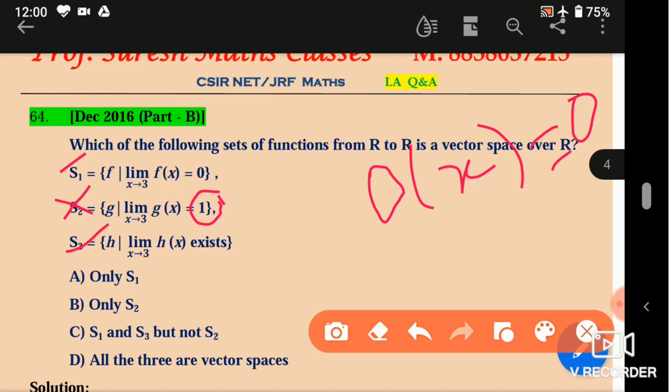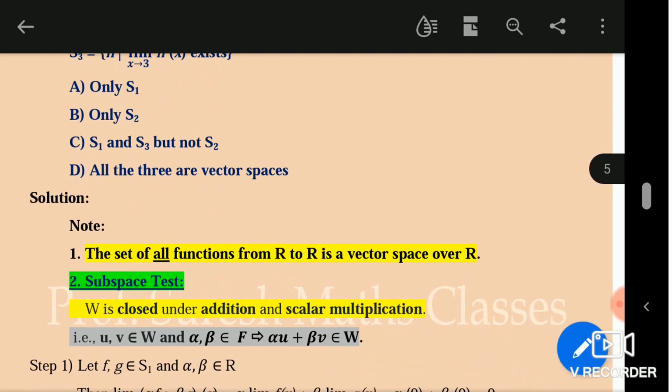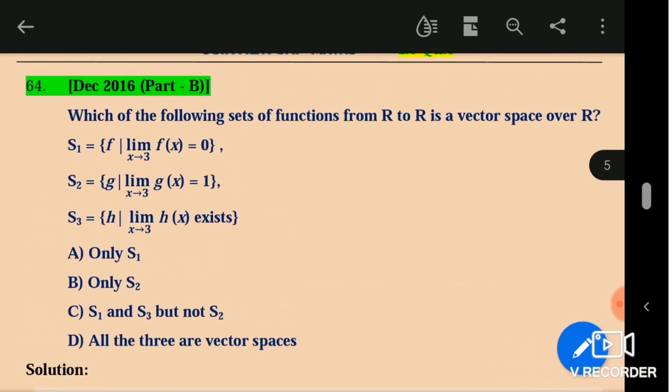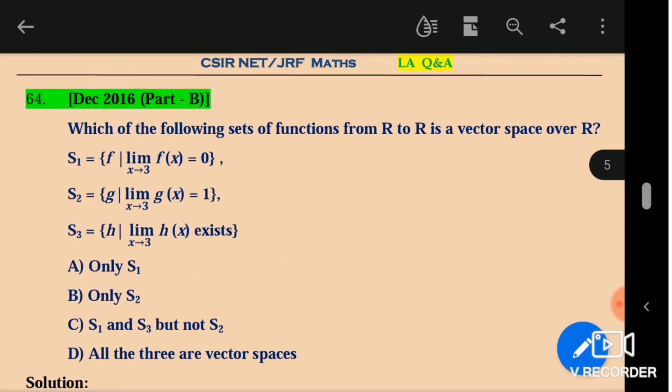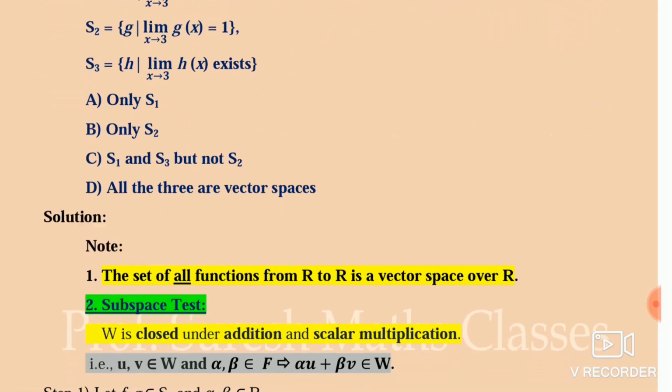So we have to check S1 and S3. That's enough. So again, an important result. Number 1, the set of all functions from R to R is a vector space over R. So if you know this, to check whether these 3 sets of functions are vector spaces or not, it is enough to check whether these 3 sets are subspaces. To check a set is a subspace, this is enough.